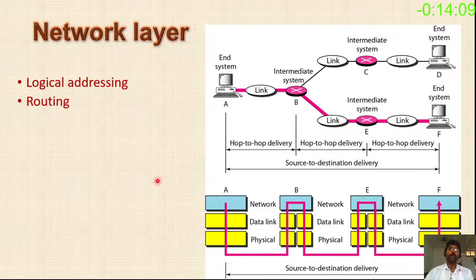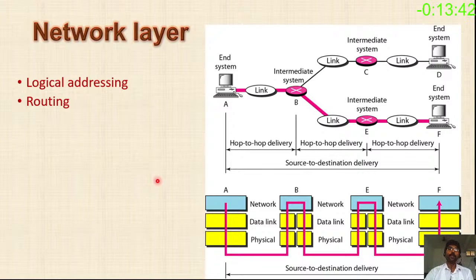For this, it will follow two processes. One is called routing and forwarding. Okay, routing and forwarding it will perform. It is the concern of network layer. Reliable and ordered delivery of packets should be done to the destination.